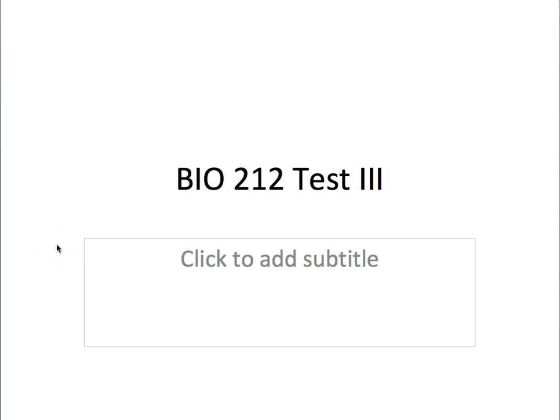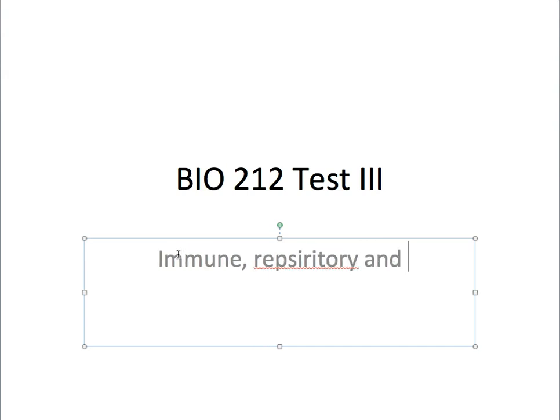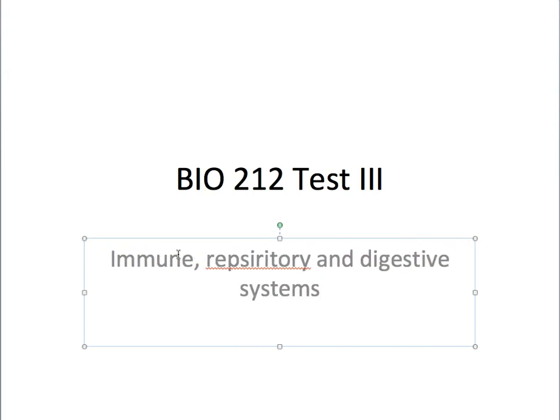It's time to get to Bio 212 test number 3 review, where what we're doing is we're covering the immune system, respiratory, and I didn't spell that right, did I? And digestive systems. Let's fix that to what it should be.